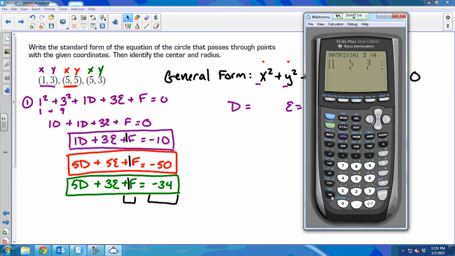So you can go back to your matrix menu. You can just write over the one you had before. It's a 3 by 4 matrix, just type over it. That's fine. So I have 1, 3, 1, negative 10, 5, 5, 1, negative 50, 5, 3, 1, negative 34.